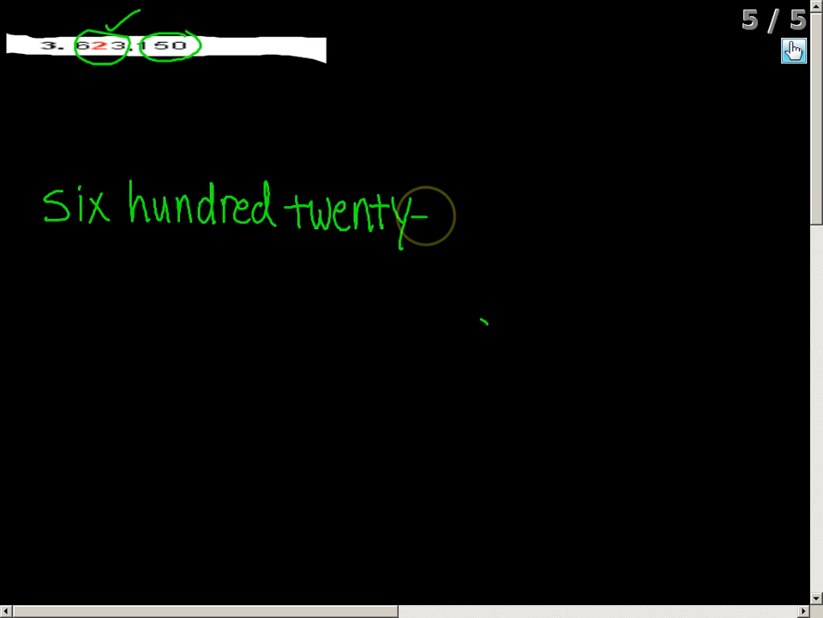Make sure you have a hyphen in between the 20 and the 3. So 623, we know that's easy to read. Now we've got to give it a last name, the place value, 623,000. And then we need to write a comma next to that 1,000. And now we come to our next group of numbers, 150. We can write that down.